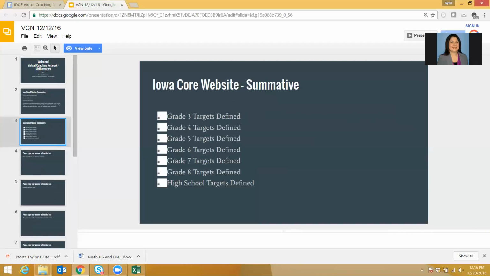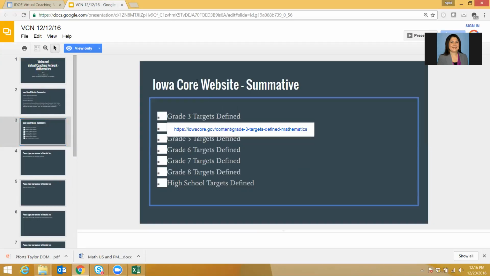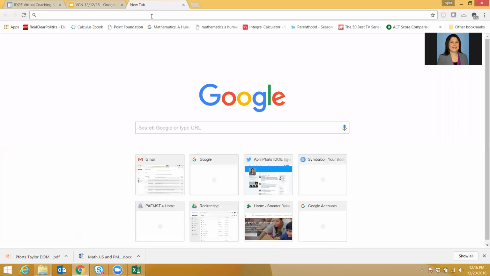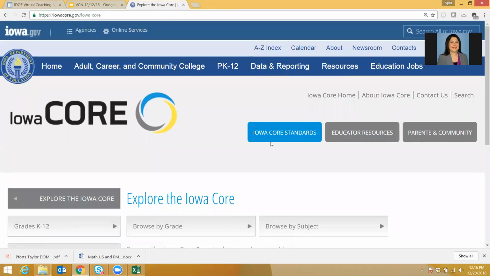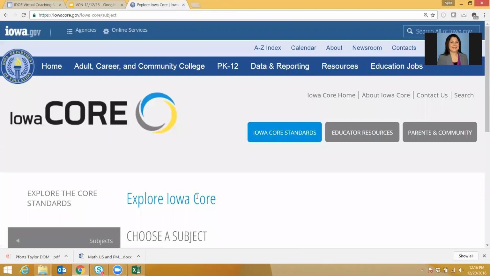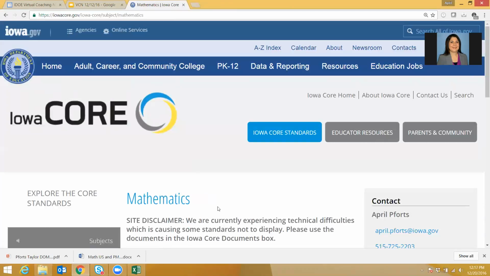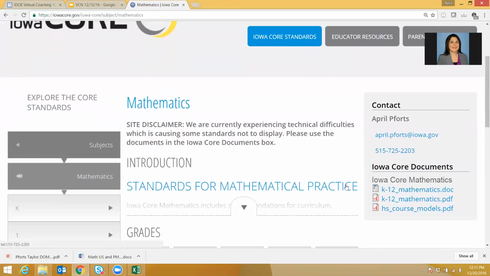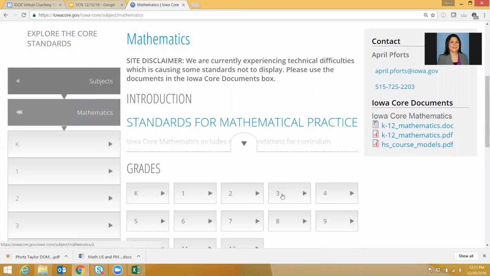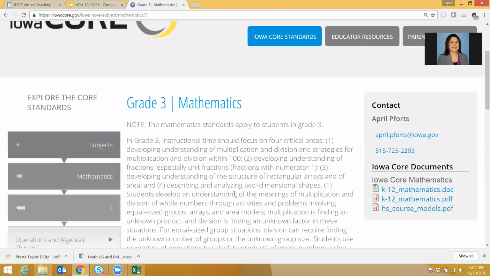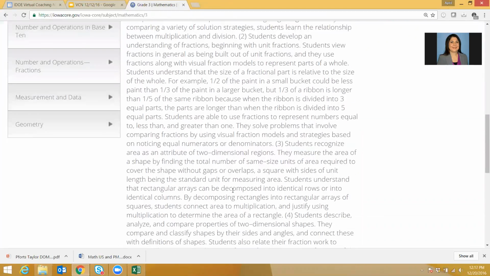So let's go ahead and go into one of our documents. Before we get started, we need to go to the Iowa Core website and look at our standards for a minute. We would go to iowacore.gov, and under Iowa Core Standards, I can select and browse by math. You'll see my name and my information over here. We're just going to start with the 3rd grade. All of the frameworks are the same, so for whatever level you're teaching at, you'll be able to find your information likewise.